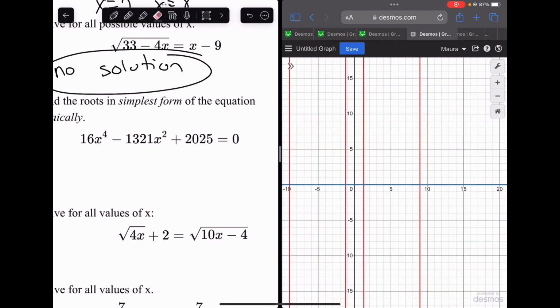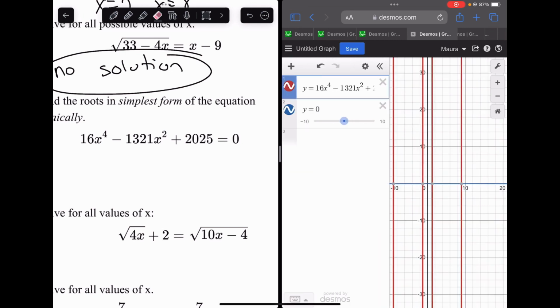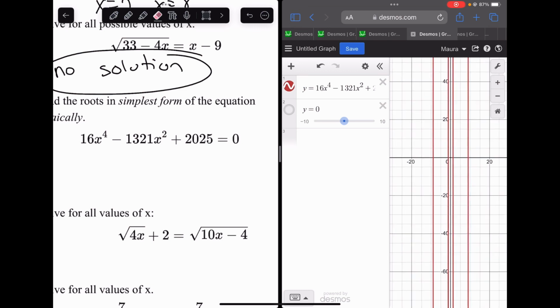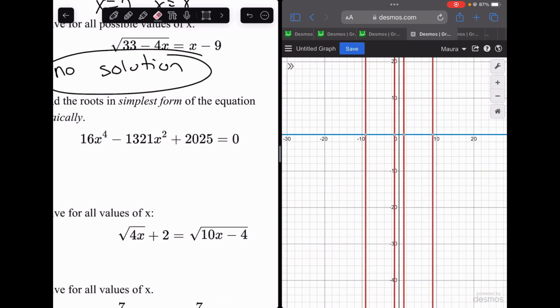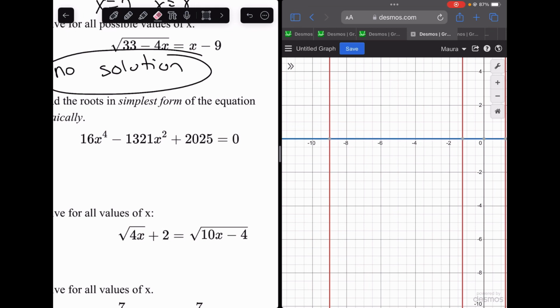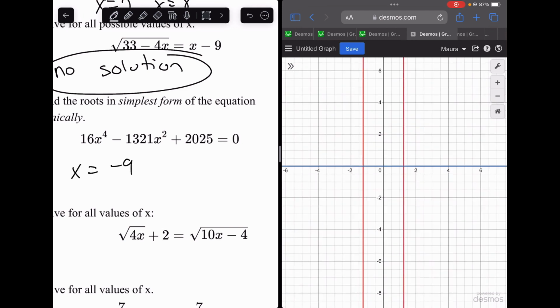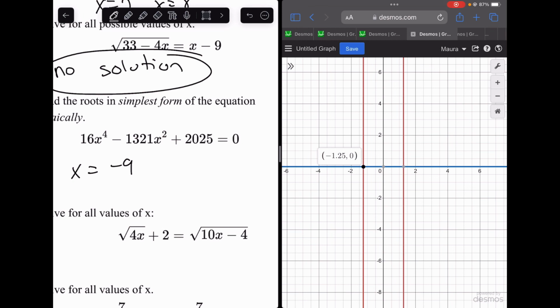All right, so here you can see that we graphed in red, that's that 16x squared thing, and then in blue, on the x-axis, that's our y equals 0. So we can zoom in and find out where these guys crisscross. And again, we're only looking at the x values. So here we can see that the solutions are x equals -9, x equals -1.5. Oh, sorry, -1.25.